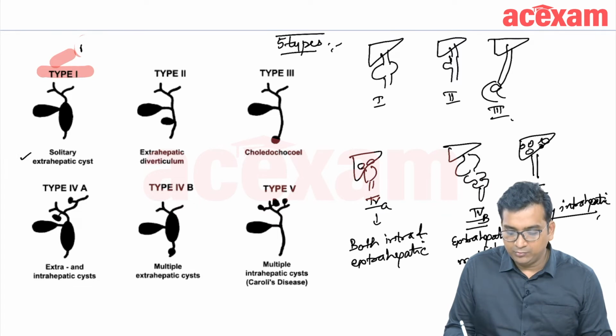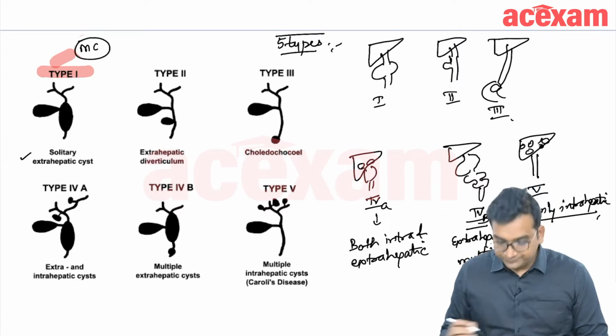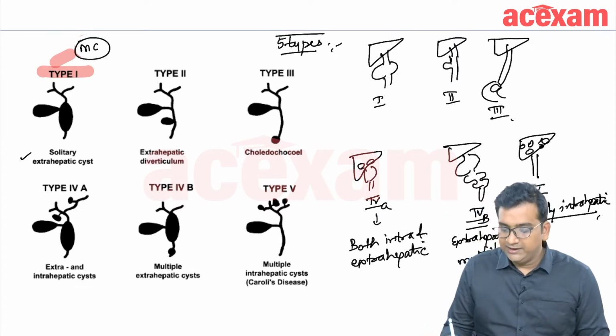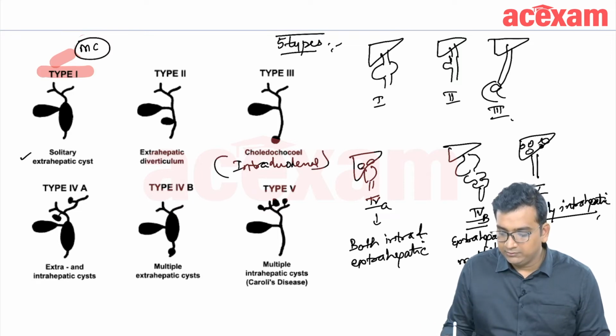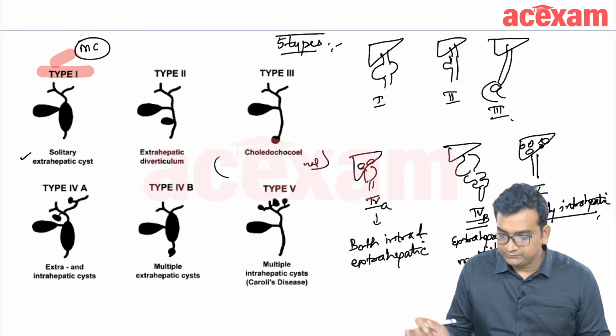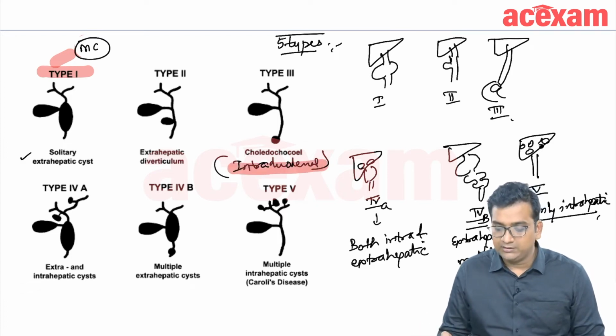Type 1 is the most common type. The intraduodenal one is type 3, also known as choledochocele.